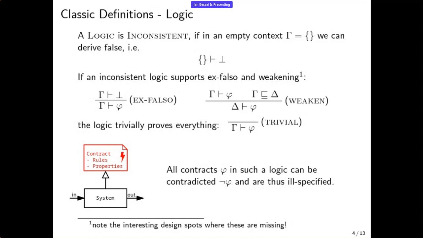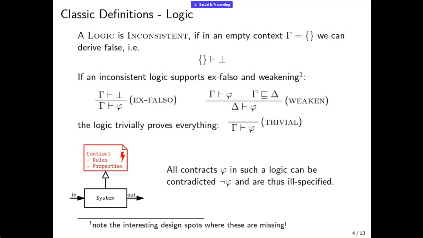If we have those two other properties of our logic, either rules directly supported by it or maybe derivable from some other rule, which are ex falso. That is, if we once can derive false, then we can derive anything. So if we have a contradiction somewhere, we can basically turn that contradiction into a proof of any other formula phi. Then we can basically prove everything.